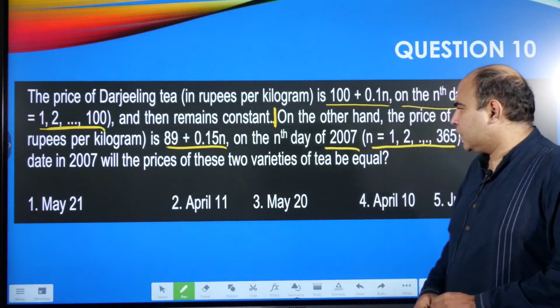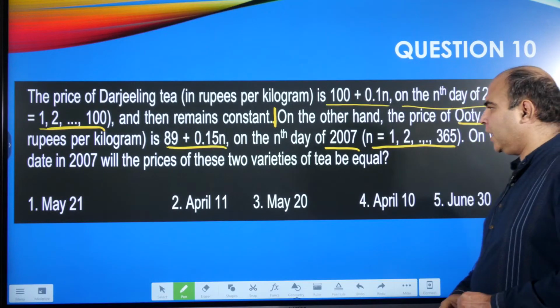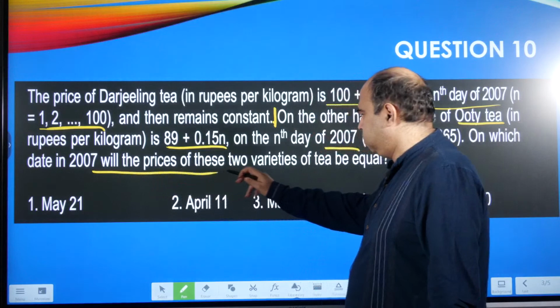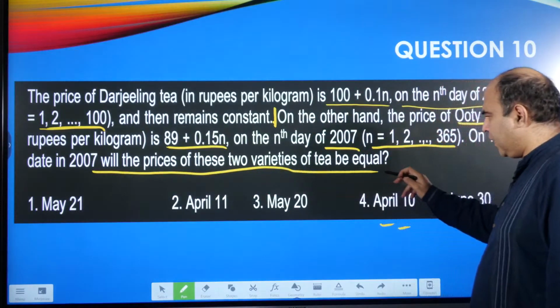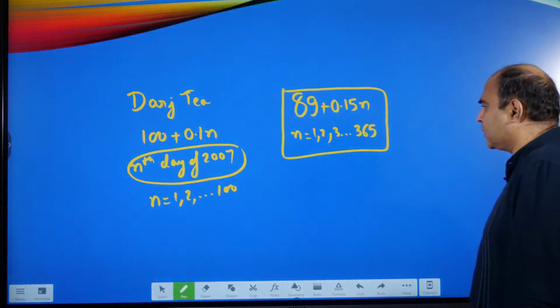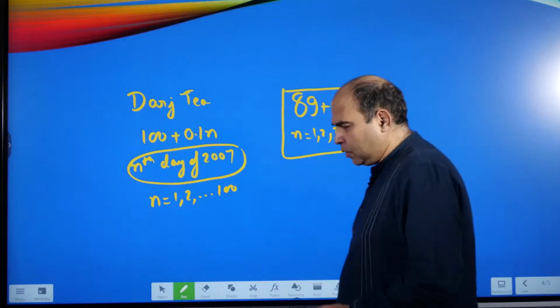The question then goes on to say, on which date in 2007 will the prices of these two varieties of tea be equal? On which day in 2007 will the two prices be equal?